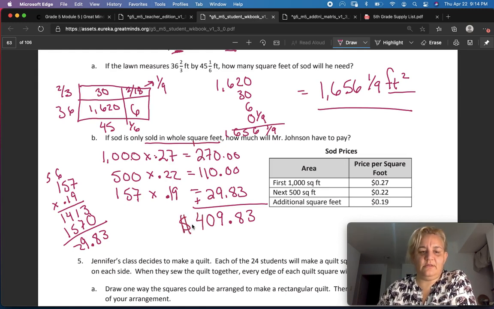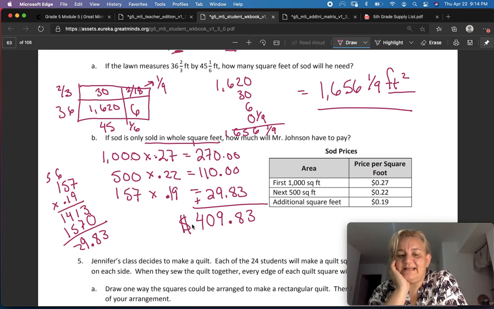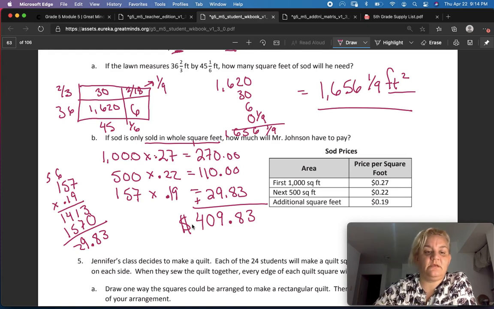So, how much will Mr. Johnson have to pay? $409.83. That is a lot of money to have a green grass. I might just plant seeds and water it every day, I think. It's a lot of money.